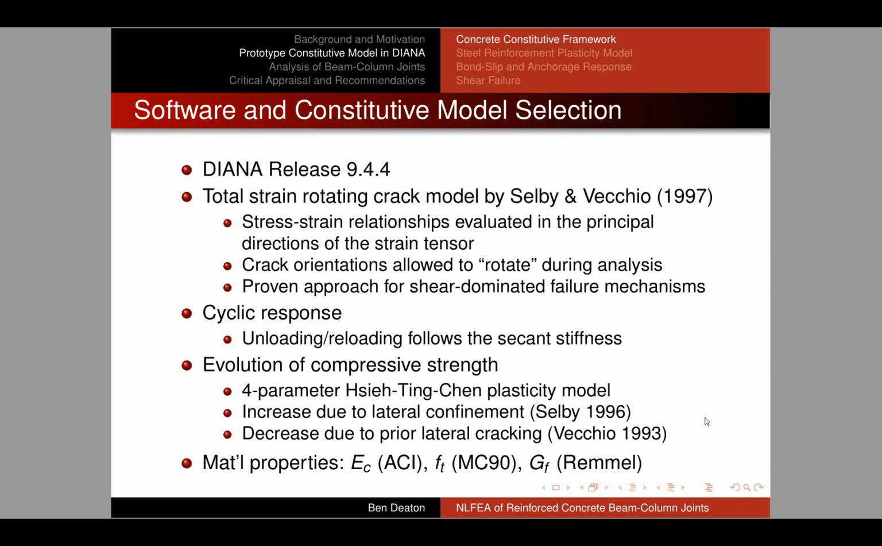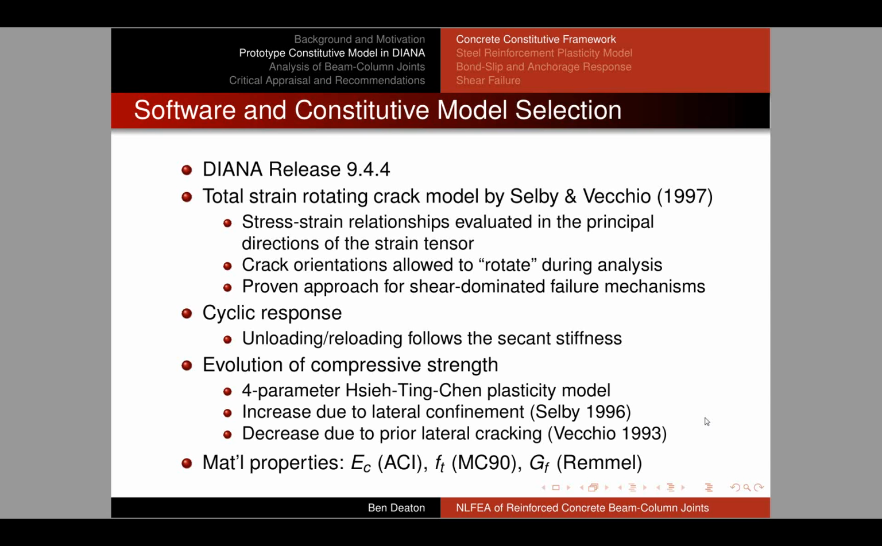So in terms of constitutive theories, I chose the total strain rotating crack model by Selby and Vecchio. So this is a rotating crack model, which means that the stress-strain relationships are evaluated in the principal directions of the strain tensor. So what that means is that crack orientations are allowed to rotate throughout the analysis based on the current state of strain.